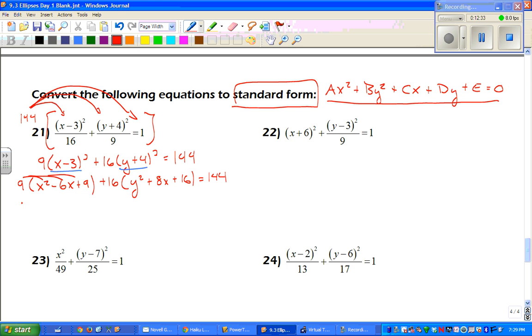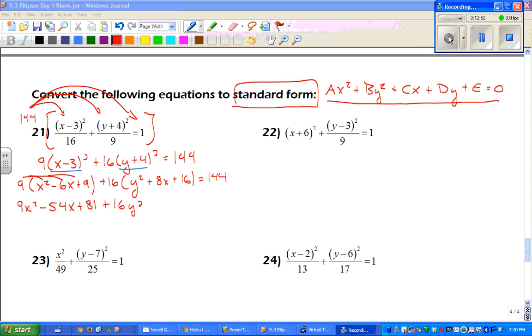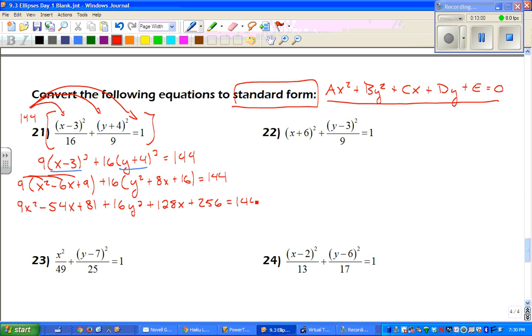So that'll give me 9x squared minus 54x plus 81. Let's also distribute the 16. So I get 16y squared plus 128y plus 256 equals 144.